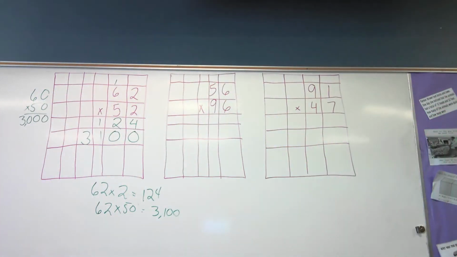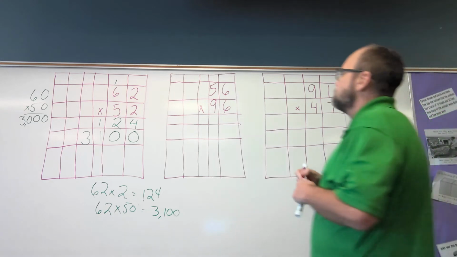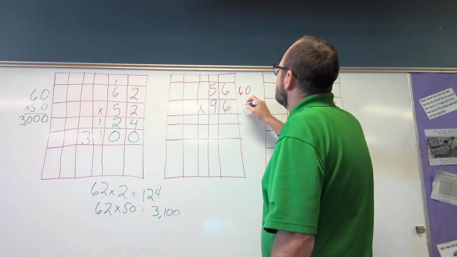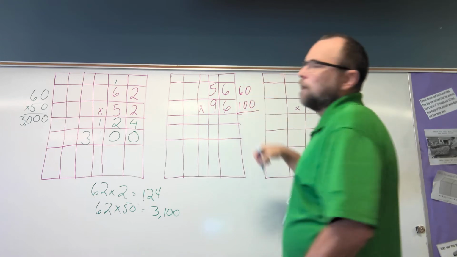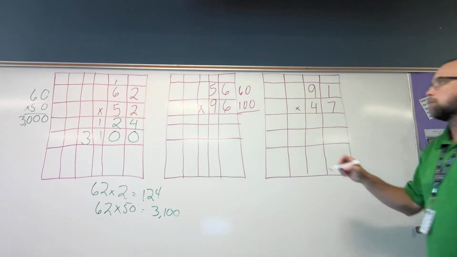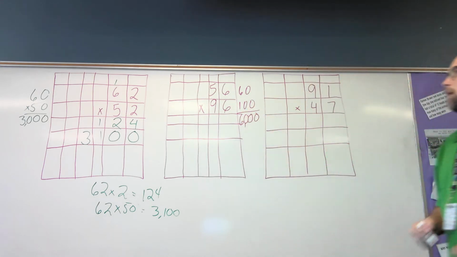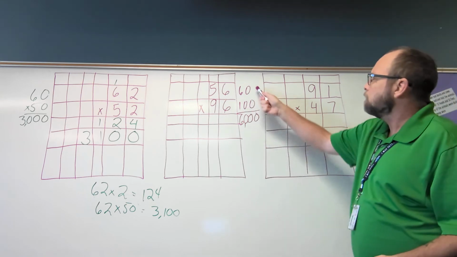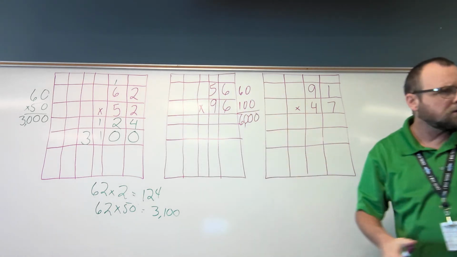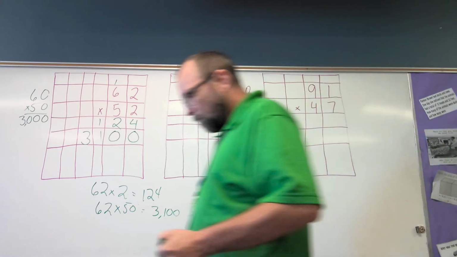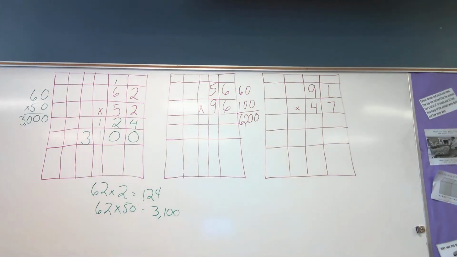Now I have the next problem, 56 multiplied by 96. Always estimate it first. So I'm going to change 56 to 60. I'm going to change 96 to 100. I have 3 trailing zeros at the end. So 0, 0, 0, and 1 times 6 is 6,000. So my answer should be somewhere around 6,000 if I did my estimating right. 60 times 100.